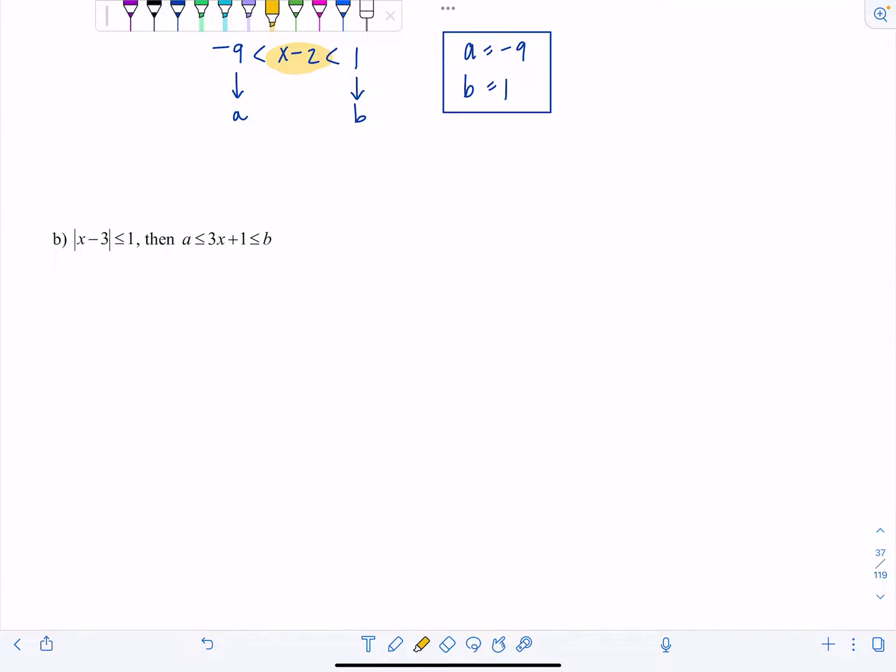Last one. Absolute value of x minus 3 is less than or equal to 1. Then A is less than or equal to 3x plus 1 is less than or equal to B. Okay, so same idea. Let's start off rewriting this without the absolute value. So -1 less than or equal to x minus 3 less than or equal to 1. Let's just get x by itself first. So add 3 to everybody. We're so equitable. Okay, so this is 2 less than or equal to x less than or equal to 4.